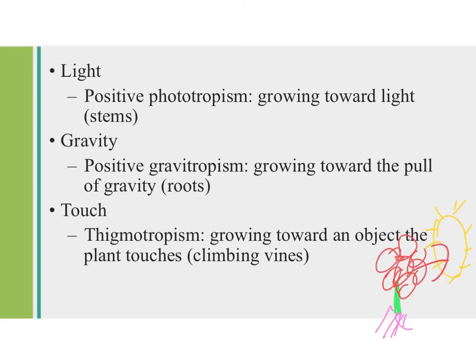All right, so then you have gravity, which is positive gravitropism, growing toward the pull of gravity. This is the roots, like if it's on the side of a hill, that gravity is going to pull that tree down. And then you have touch, which is thigmotropism, and that's growing toward an object the plant touches, like vines. You guys have seen climbing vines?